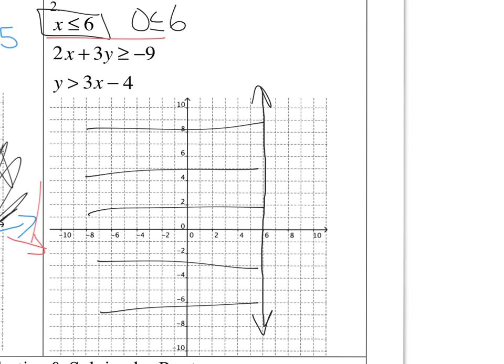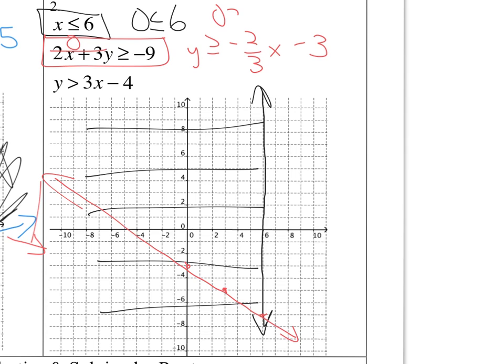Next one, this. Again, many of you are going to solve for y. So you're going to subtract 2x, and you're going to divide by 3. So negative 2x over 3. And then negative 9 over 3 is 3. So many of you are going to do that. That's totally fine. Down 2, right 3. Down 2, right 3. It's a solid line still, just like the other one. And I plug in 0. So I can either plug in 0 for here, and I'll get 0 is greater than or equal to -9, or I can plug it in here, 0 is greater than or equal to -3. Either case, still true. So you shade up.